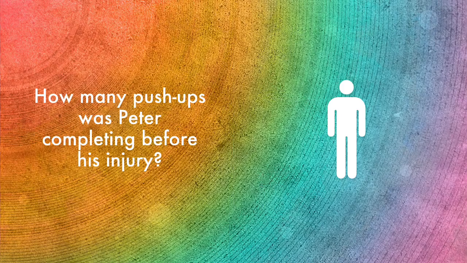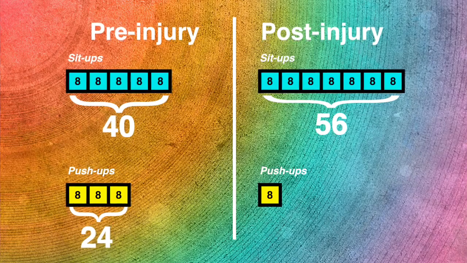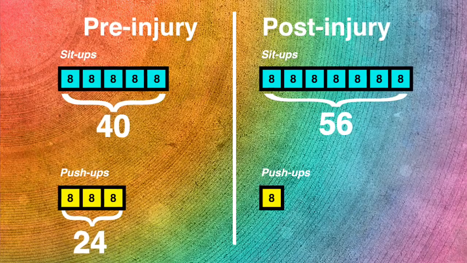So then let's answer the question, how many push-ups was Peter completing before his injury? Let's see, before his injury, that's pre-injury and push-ups. There it is, 24. Peter was completing 24 push-ups before his injury.